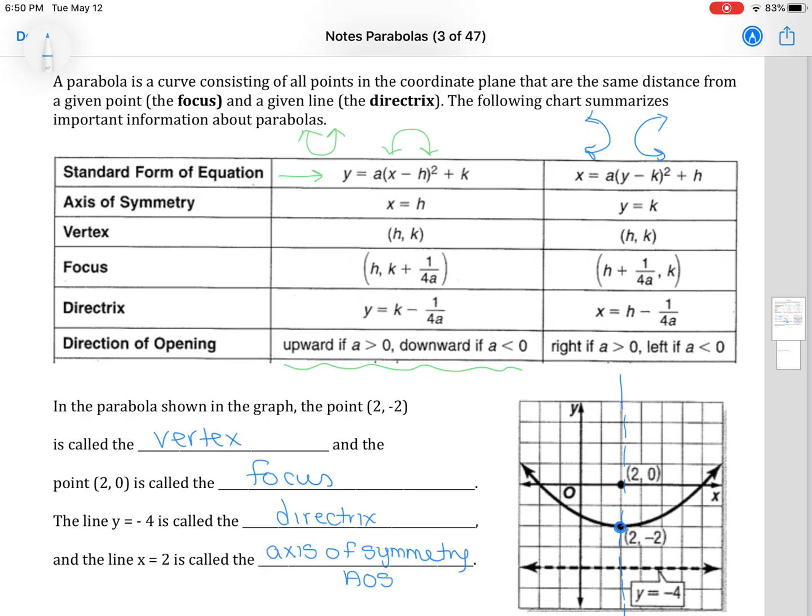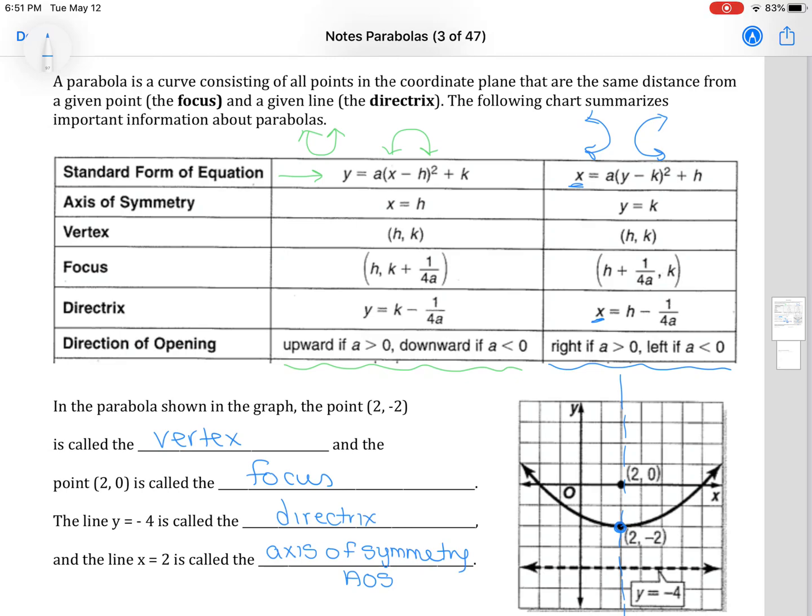Now it's going in the same direction the x-axis is. So that means the standard format needs to be x equals, and it's x equals a parentheses y minus k squared plus h. And you notice things change. The axis of symmetry shifts. The vertex does stay the same. Where the focus, or where the 1 over 4a gets added, is going to shift as well. And the directrix value, notice the value of the variable matches with the variable that you had in the standard format. And then these are ones that are going to open right, or they're going to open left.